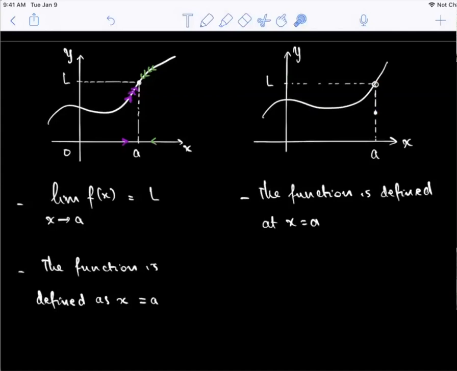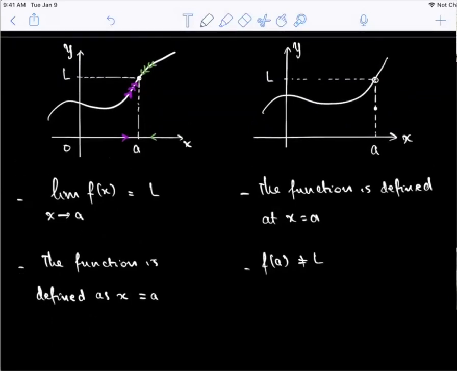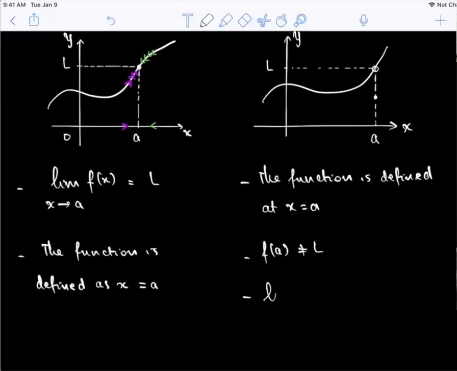And so I say that the function is defined at x equal to A, but f of A is different from L. Compared to the previous graph, you see that f of A is exactly equal to L. You still have the limit, which is the limit of the function as x approaches A equal to L. Even though f of A is different from L, the limit still exists.